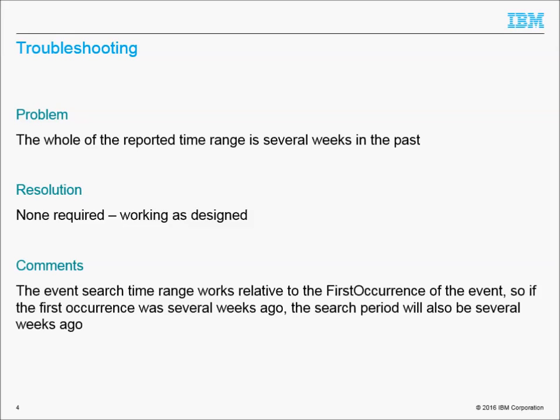Problem: the whole of the reported time range is several weeks in the past. If you see this, then this is working as designed. The event search time range, as explained earlier, works relative to the first occurrence of the event. So if you perform an event search on an event which has a first occurrence which was several weeks in the past, then the search period itself will also be several weeks in the past.